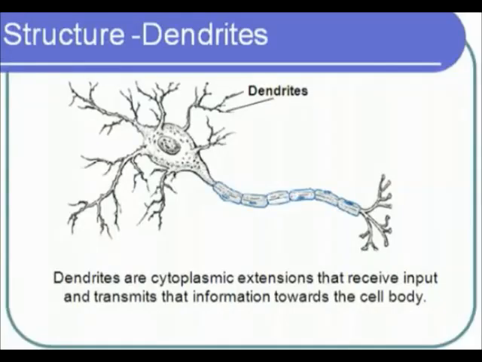Neurons have many dendrites extending from the cell body. They receive input from other neurons. This information is then transmitted to the cell body, where it is turned into a neural impulse, also called an action potential. Dendrite branches can be quite extensive and can receive information from thousands of other neurons.